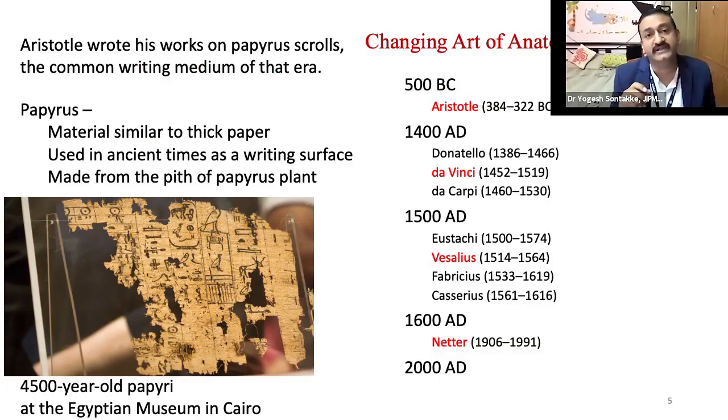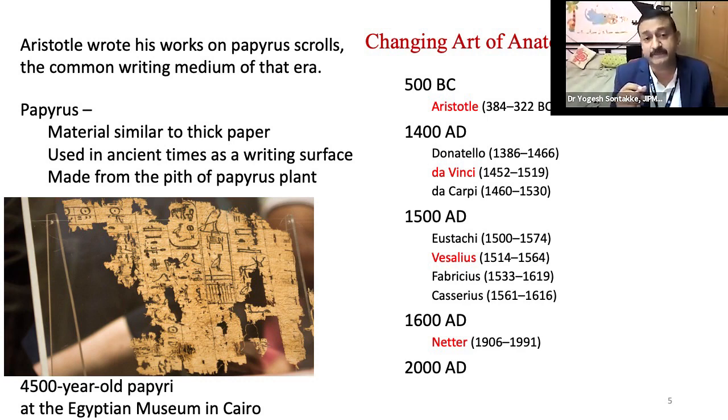Illustrations are, as we know, an integral part of modern day anatomical texts. But the art of anatomy illustration has been continuously revolving, as we see in the history of famous persons like Aristotle, Da Vinci, Vesalius, and Netter, and it is still revolving continuously. Aristotle wrote his book on papyrus scrolls, the common writing media of that era. What is this papyrus? This is a material similar to thick paper, used in ancient times as a writing surface. It is made from the pith of the plant.